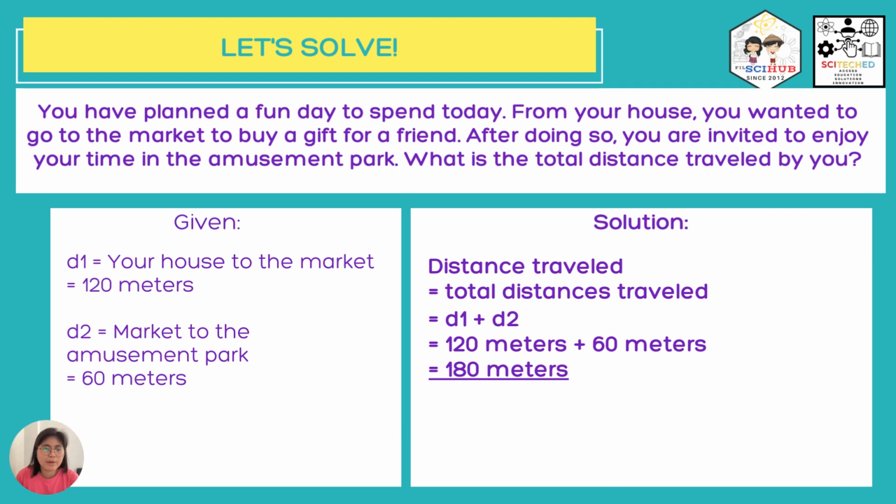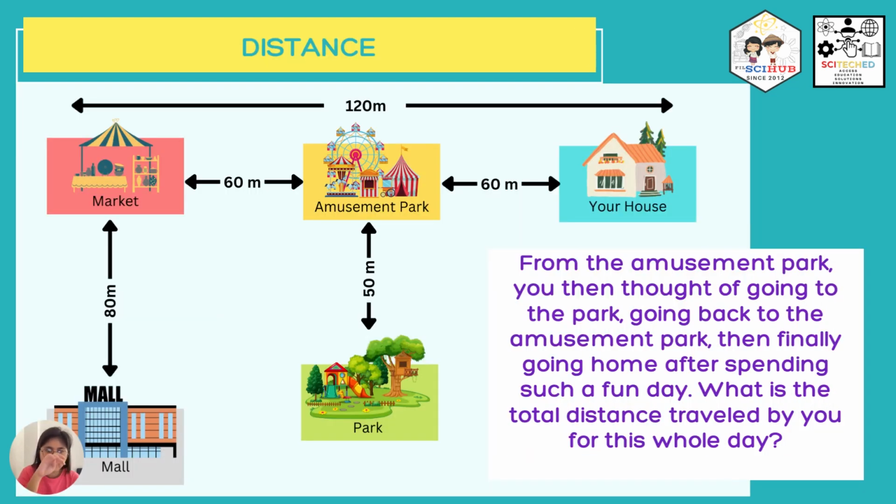However, if we are asked another worded problem about if we are from the amusement park at that point in time and we thought of going to the park, then from the park we went back to the amusement park, then finally we went home after spending such a fun day, what is then the total distance traveled by you for this whole day? Okay, so take note that we are now talking about the total distance traveled for the whole day. So you have to take note of the initial distance that you've had.